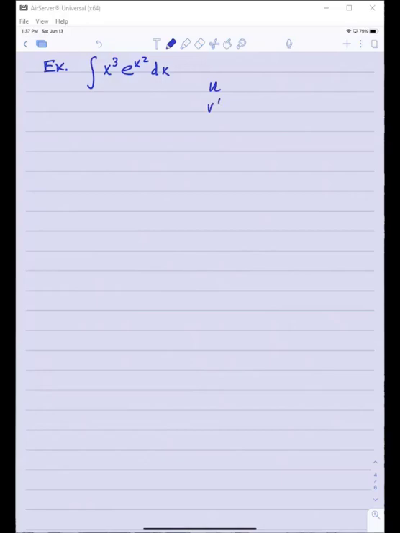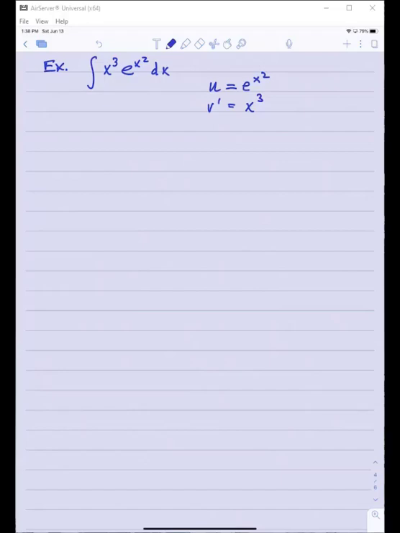Let's say they just went ahead and said that u was the exponential part and the v prime was the polynomial part. Now, why would someone do that? This would be a reasonable choice if they didn't know otherwise. Well, they would think to themselves, I don't know how to integrate e to the x squared, but I definitely know how to integrate x cubed.